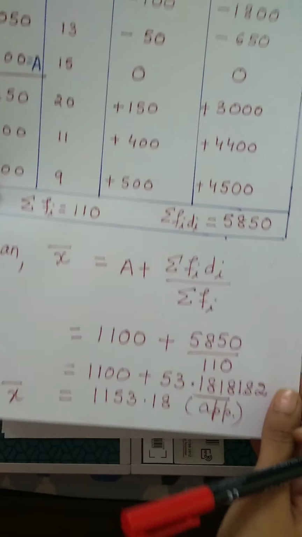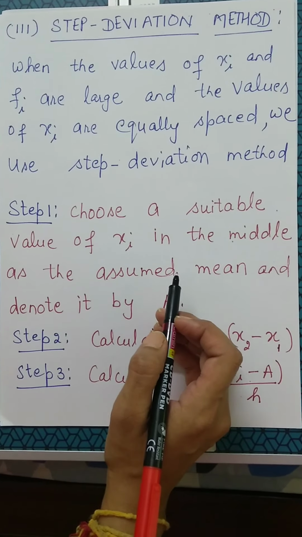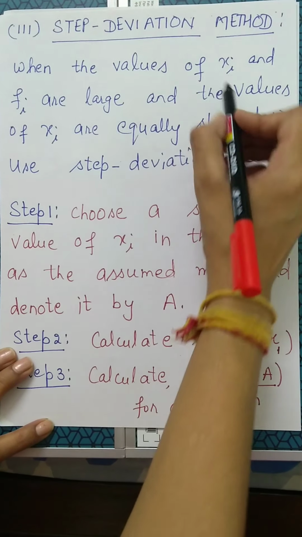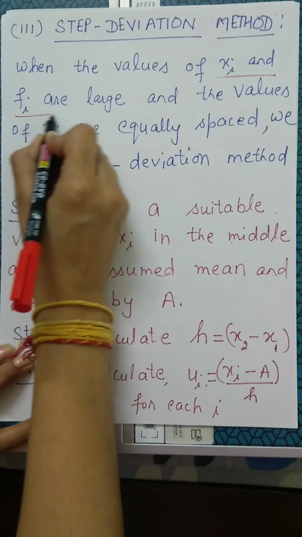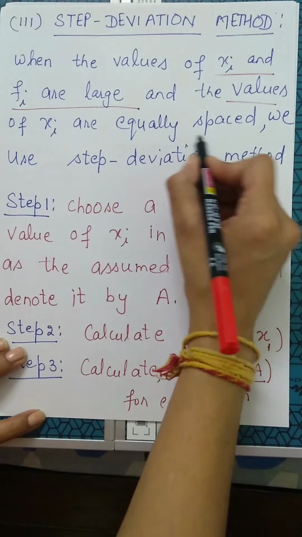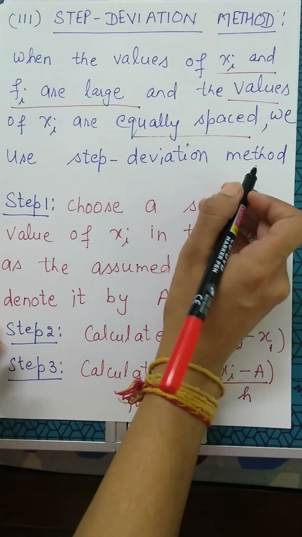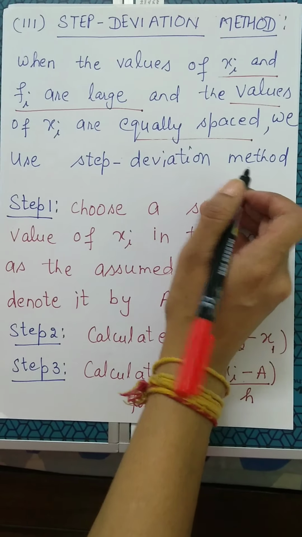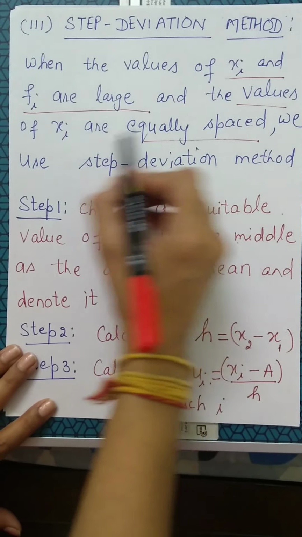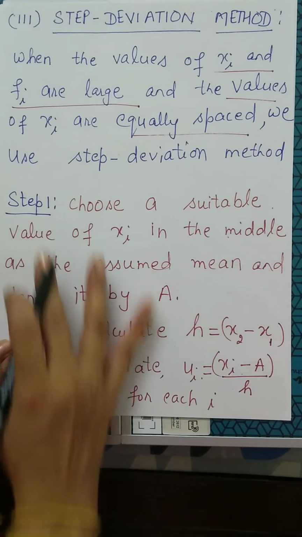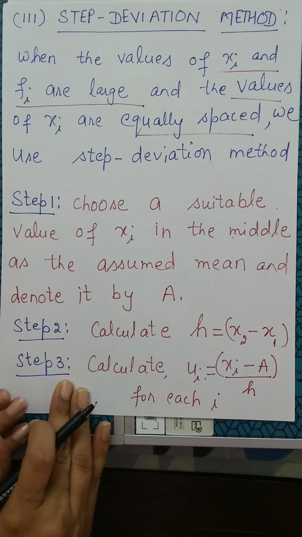Now the next method is how to find mean using the step deviation method. Now what is it? When the values of xi and fi are large, I mean when we have bigger numbers, and the values of xi are equally spaced. If you have seen in the assumed mean method, the values were not equally spaced. We have a difference there. Now in this, when we have xi's which are equally spaced, we use the step deviation method. We have a few steps to find the mean here.